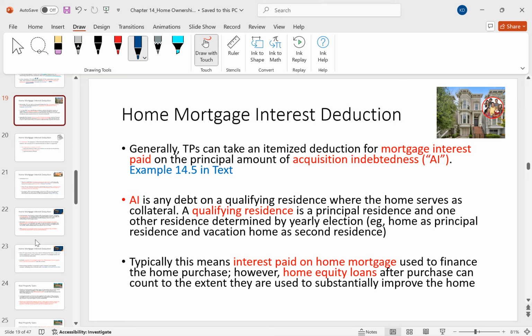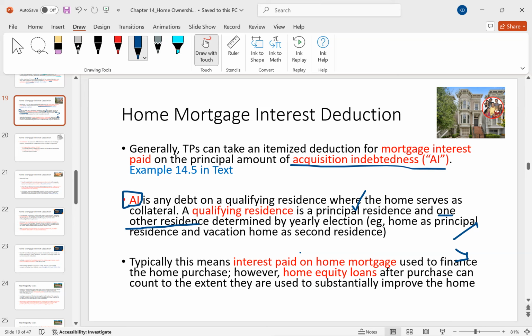Couple other things just to kind of quickly touch upon. Home mortgage interest, right? You can get this as an itemized deduction on acquisition indebtedness, right? That's basically any kind of debt that you use to buy, build, or improve a home where the home serves as collateral. You can get this itemized deduction on your principal residence and one other residence, determined by a yearly election.